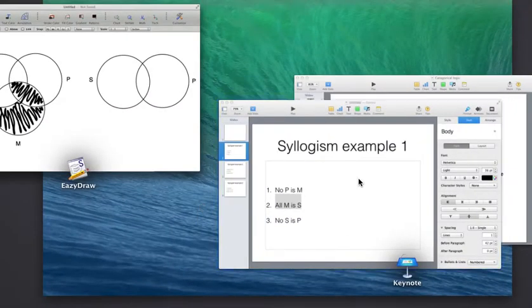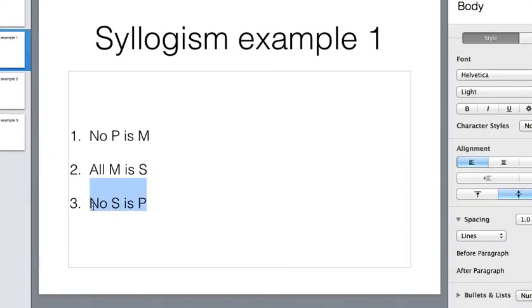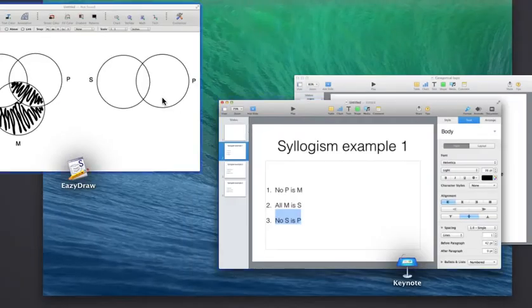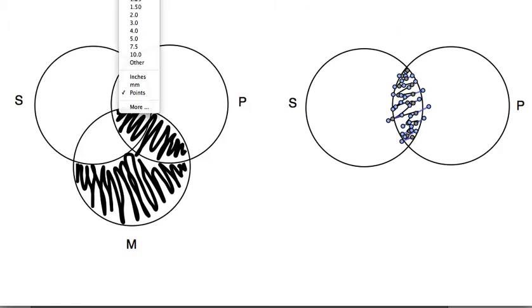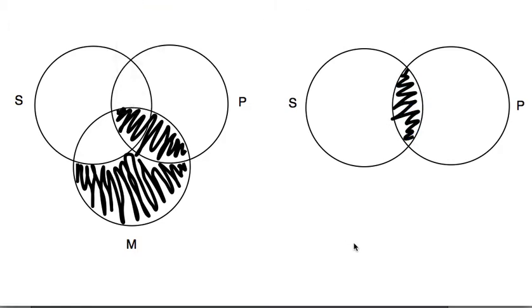So now let's look at the conclusion. No S is P, right? So to represent no S is P, I'm going to use my pen again, and I've got to cross out the intersection of S and P of these two categories. No S is P. So there's nothing that is in the intersection of those two categories. All right, I have my Venn diagram now completed.